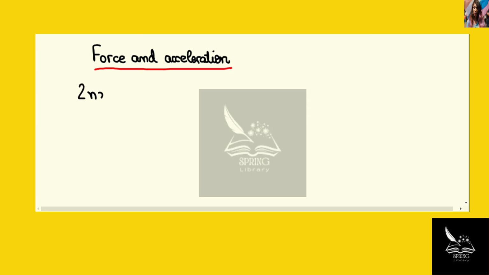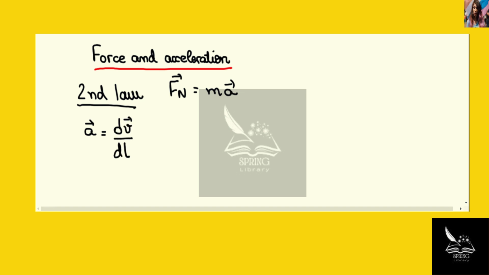So remember that according to Newton's second law, the sum of all the forces on a body, which we call the net force, is equal to the mass of the body times the acceleration. Also remember that the acceleration is the first derivative of the velocity with respect to time, or the second derivative of the position with respect to time. Okay, so this is all we need in order to solve our problem.